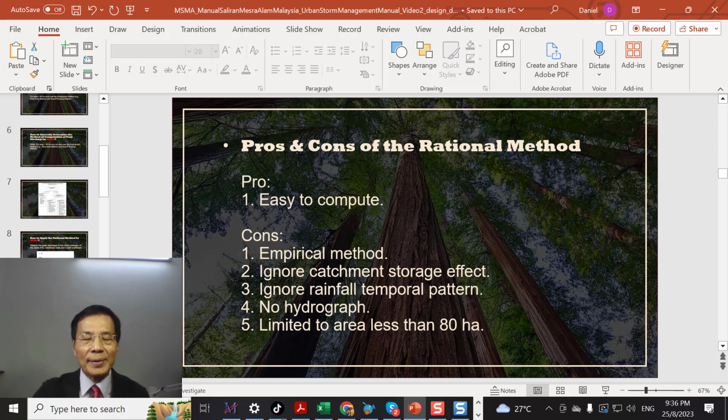3 variables. The cons are, this is an empirical method. It ignores the storage effect and also the rainfall temporal pattern. Because of that, the results are very approximate. It's a design method. There's no hydrograph. It's limited to area less than 80 hectares. So these are the pros and cons.